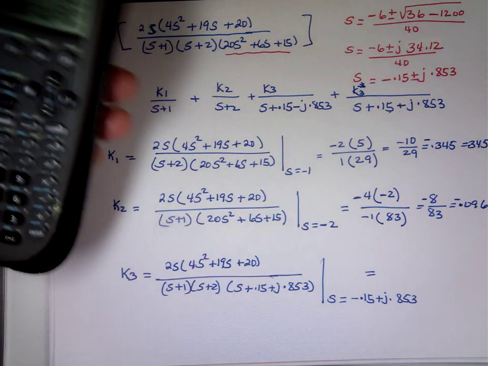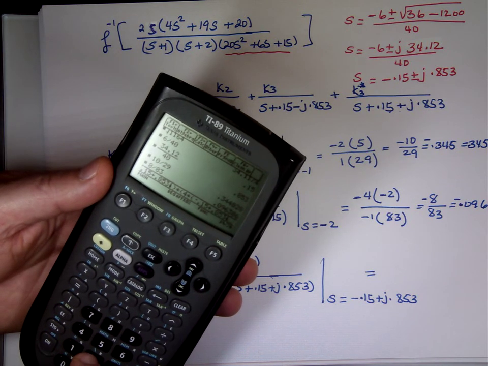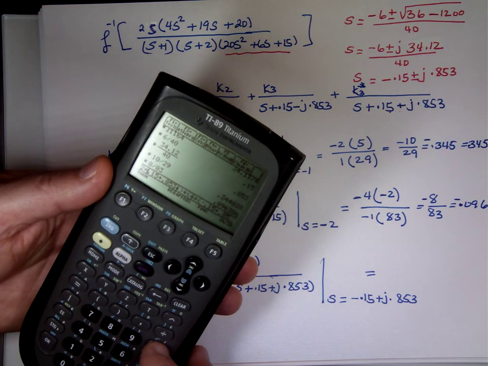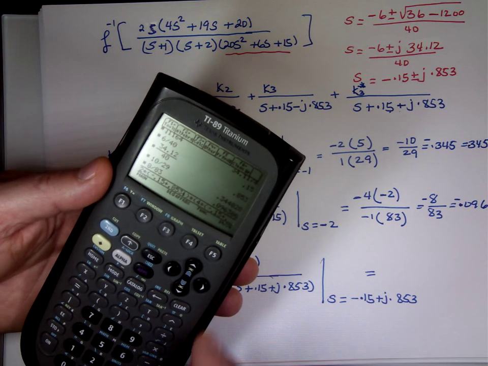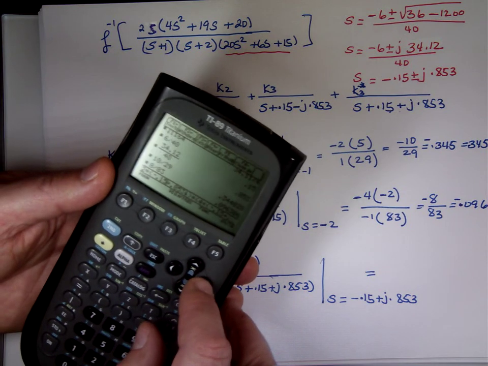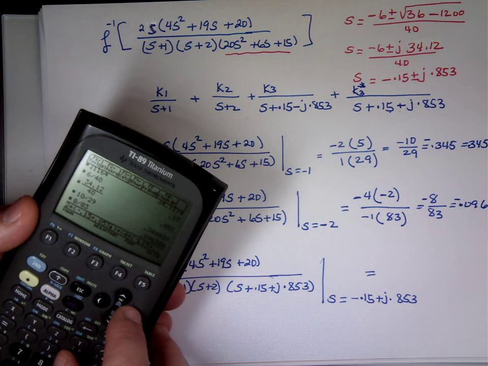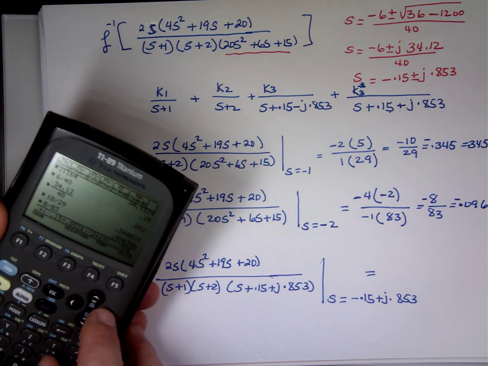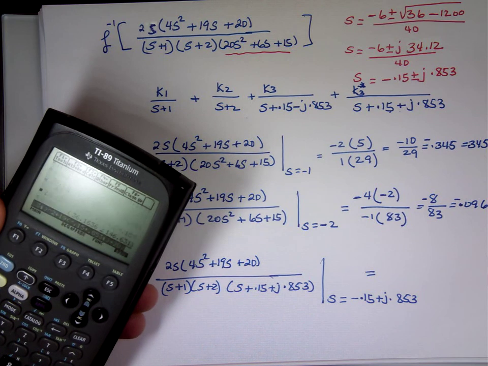Oh, I forgot the 2 times. 2 times parentheses negative 0.15 plus 0.35, yep, times 4 negative 0.15 squared plus 19 times negative 0.15 plus 20, enter. I got an answer for the top.